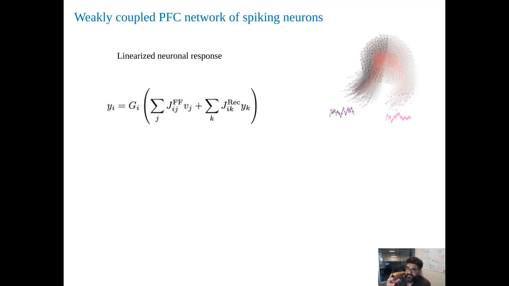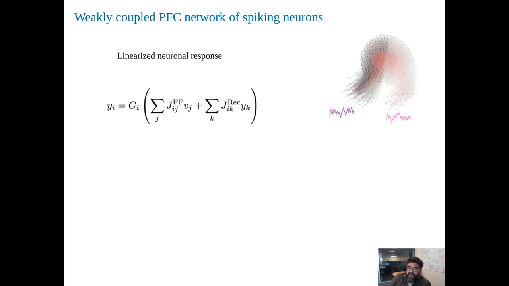And given this very simple weakly coupled system, we can write down a theory for this network here. Y(i) is going to be the spike count response of neuron i in our PFC network here, and I'm going to take a linear theory here. So what's in the bracket is going to be all of the inputs that the ith neuron is going to get.